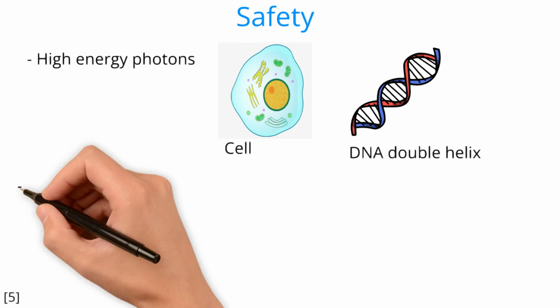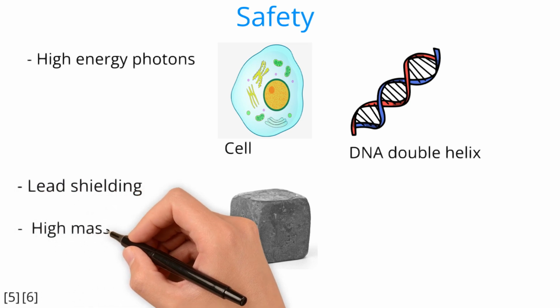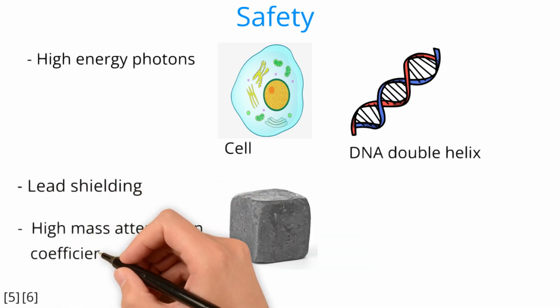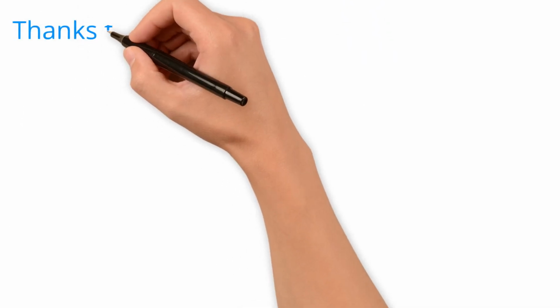The X-ray machines are shielded by lead. Lead has an extremely high mass attenuation coefficient of about 7 centimeters squared per gram, so a very high proportion of photons which hit the lead are absorbed. As well as the machine being shielded, protective clothing such as lead aprons are worn by the person operating the X-ray.